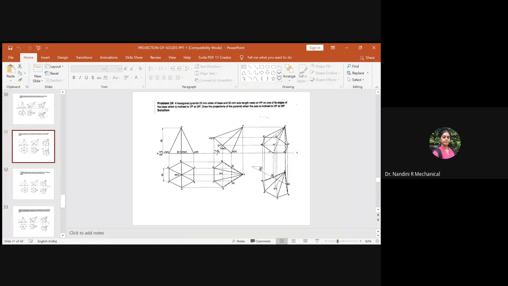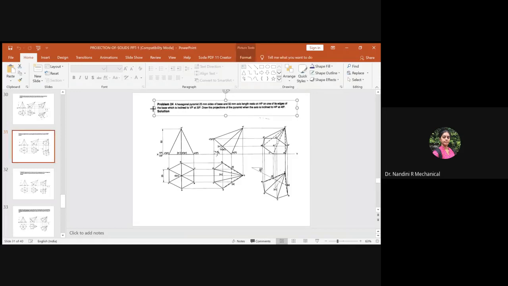So related to the problem, how it is resting, whether it is resting on one of its edges or one of its corners, you should align the initial position of the given solid. If you go wrong in the initial position, you won't be getting marks for the further stages. So you have to be very keen in identifying the initial position. So we are now starting with the first problem on hexagonal pyramid.